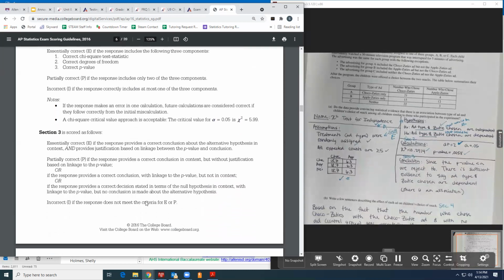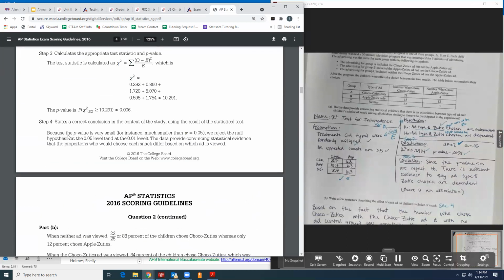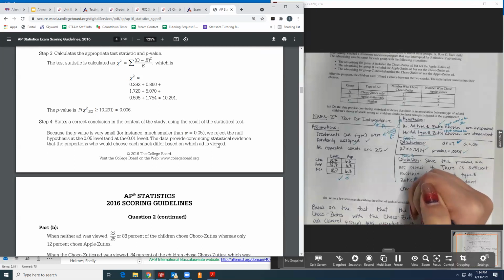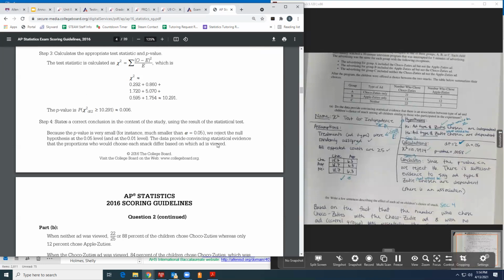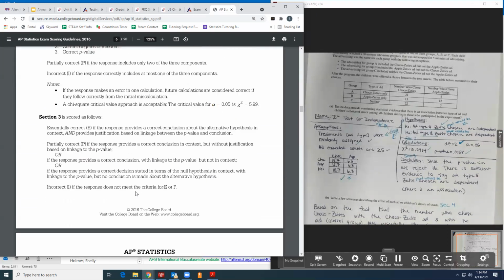And then lastly, your conclusion. Because the p-value is very small, or because the p-value is less than alpha, and then you have to state what alpha is, we reject H0. The data provides convincing statistical evidence that the proportions who would choose each snack differ based on which ad is viewed, or there is sufficient evidence to say that ad type and snack that would be chosen are dependent. So let's see what the actual scoring says.